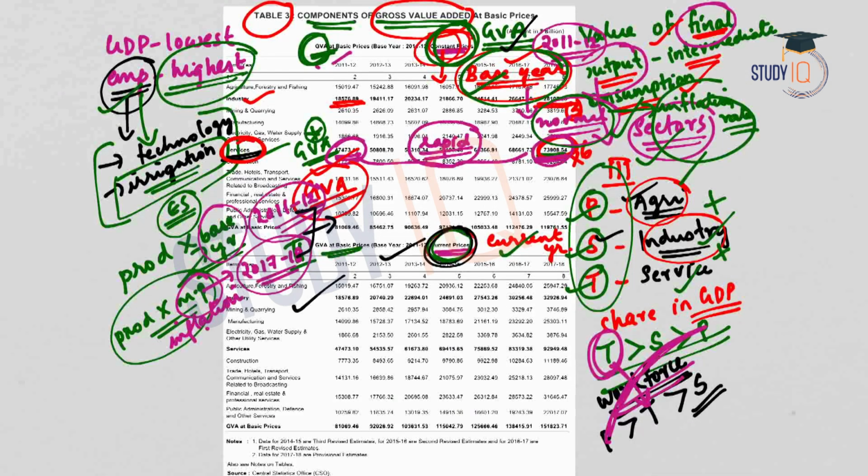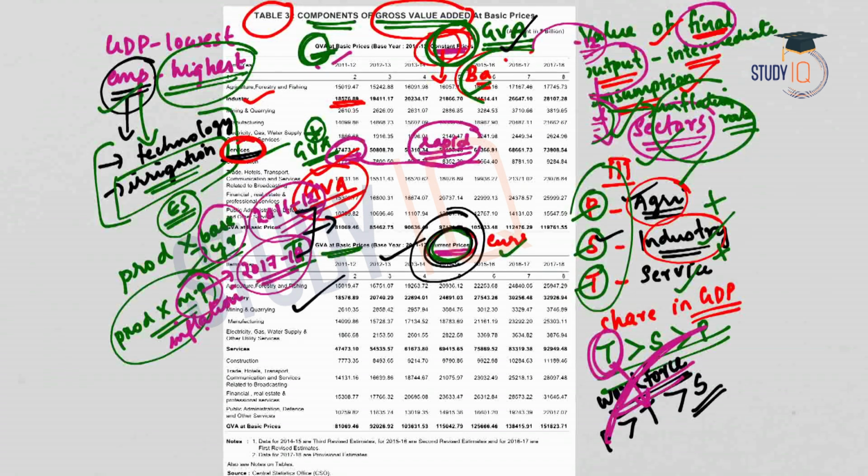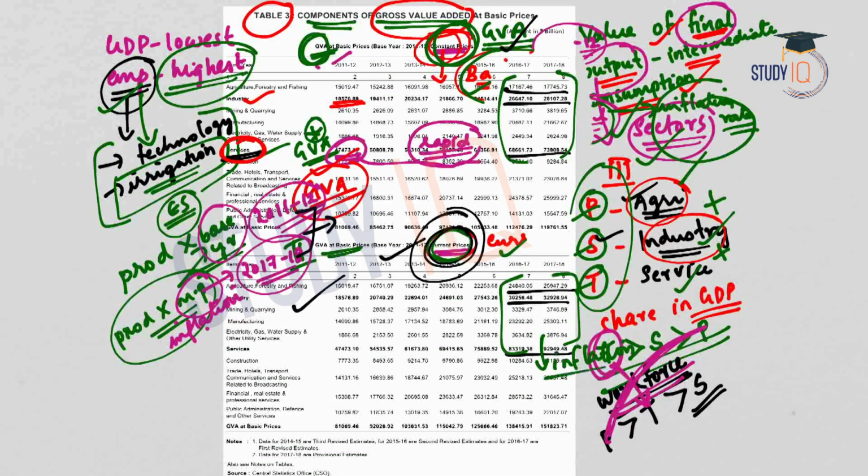Now you have to tell me which value would be higher. Of course the second one is higher, the GVA at current prices. You will observe it in all three sectors. We will see that in the second part of the table the value is higher. What is the reason for the higher value here? It is due to inflation, because under the second part market price is taken into consideration, where inflation is also added.